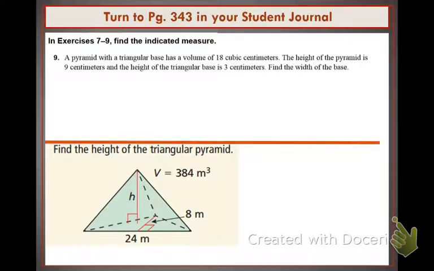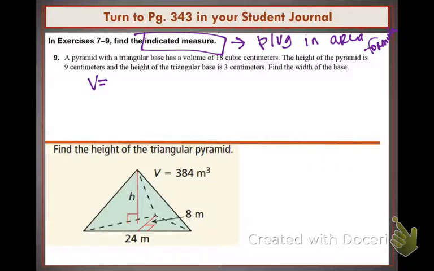So, it says find the indicated measure. Again, when you see this instruction, you want to plug in the area formula. Because most of the time, you're going to have something missing from the area formula. What I mean by that, volume equals, do we have a prism or a pyramid in this problem? Pyramid, second word. The formula for a pyramid is 1/3 times the area of the base times the height.